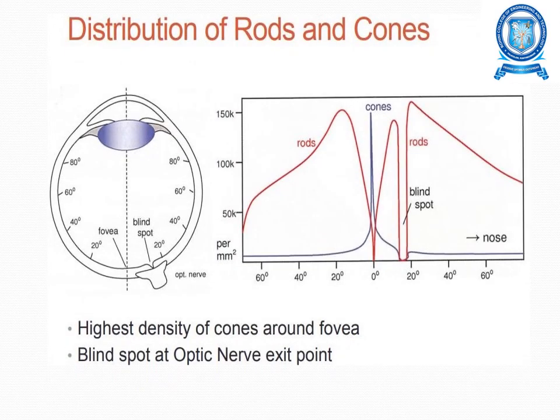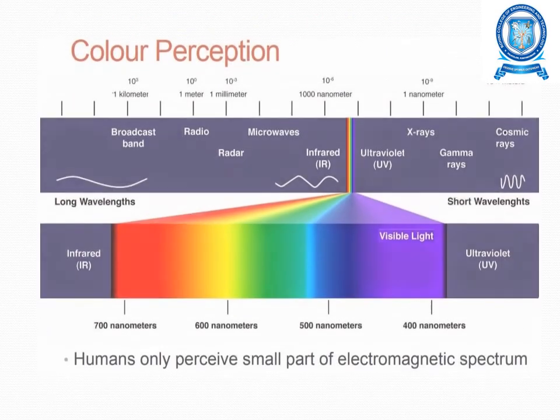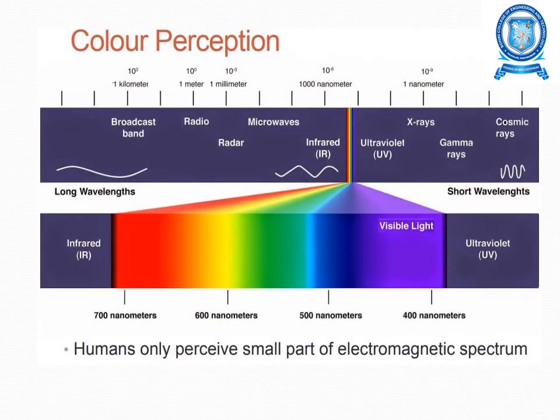So this is the distribution, and it is also represented in terms of a graph. You can see the highest density point of the cones at the lower end, which is called the fovea, and there is a blind spot at the optic nerve exit. So this is the color perception.